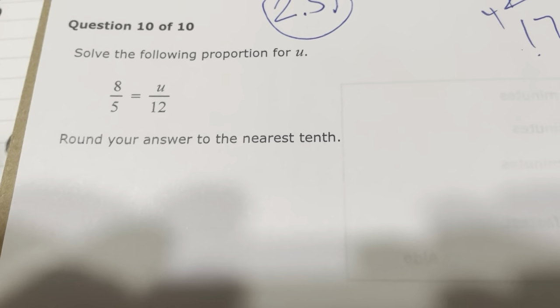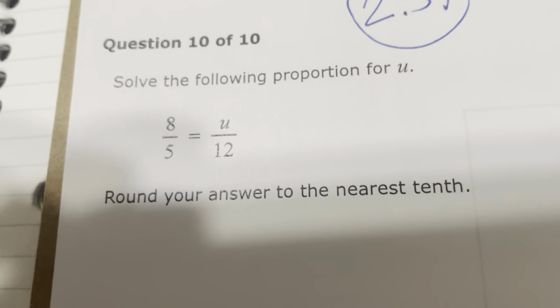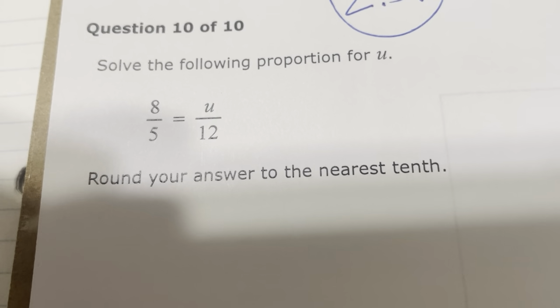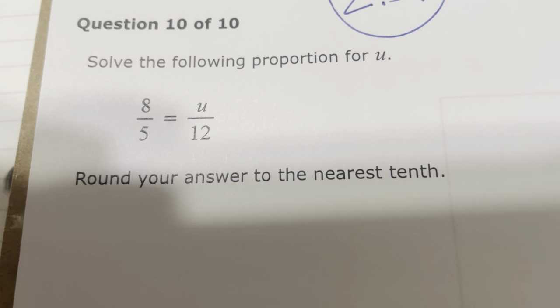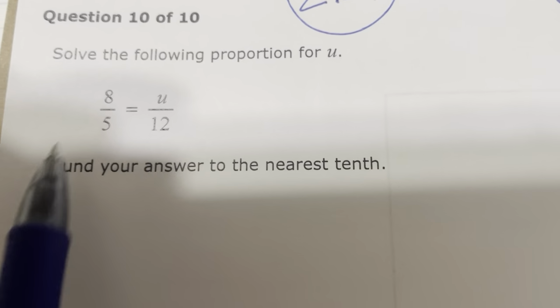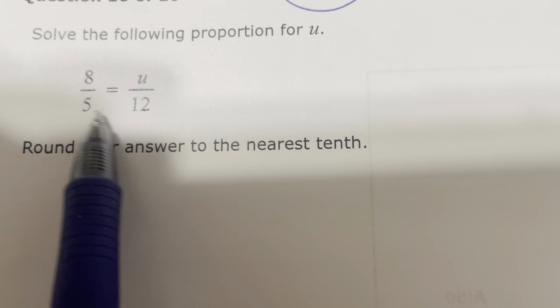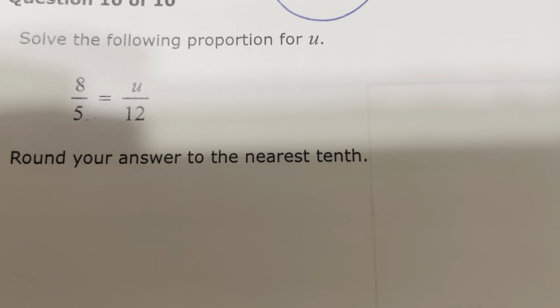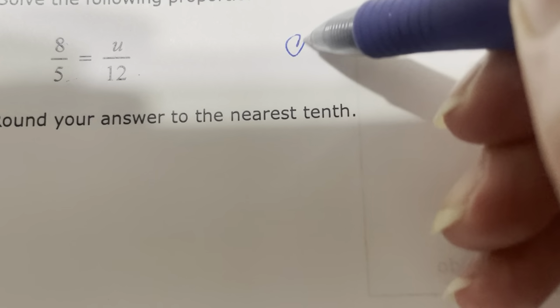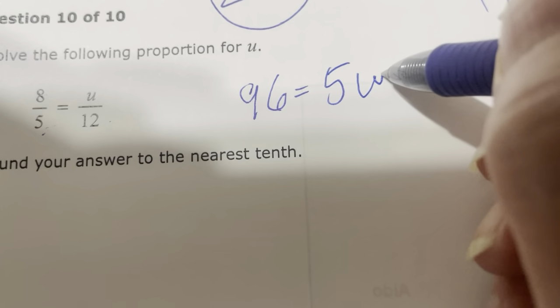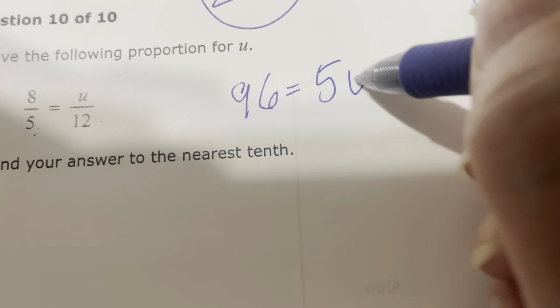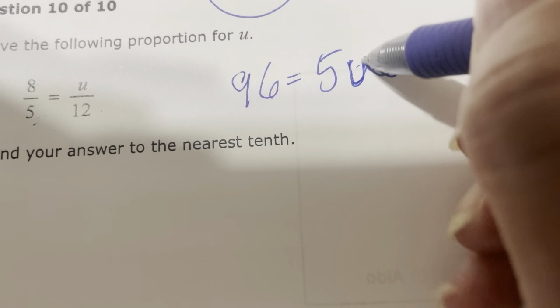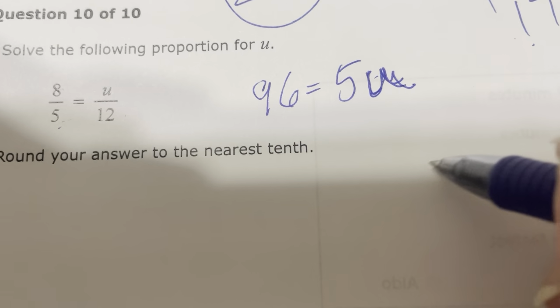All right, so the last one is 8/5 equals u over 12. We're going to round to the nearest tenth. Okay, so again, it does not look like anything's going to help me as far as using anything besides cross multiplication. So 8 times 12 is 96, and 5 times u is 5u. There we go. All right, so now what are we going to do?